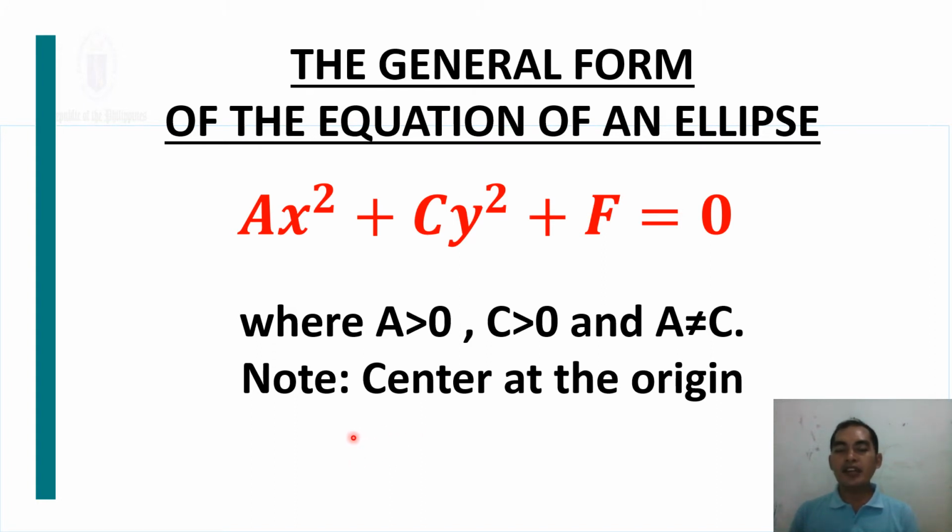How about the general form of the equation of an ellipse wherein the center is at the origin? So we have ax squared plus cy squared plus f equals 0. Take note that A is not equal to C, where A and C are greater than 0. So, hindi siya pwedeng magkaiba ang sign. Dapat parehong positive. Okay lang na ang A ay hindi equal sa C. Hindi pwede silang maging equal kasi pag equal sila, circle po yon.